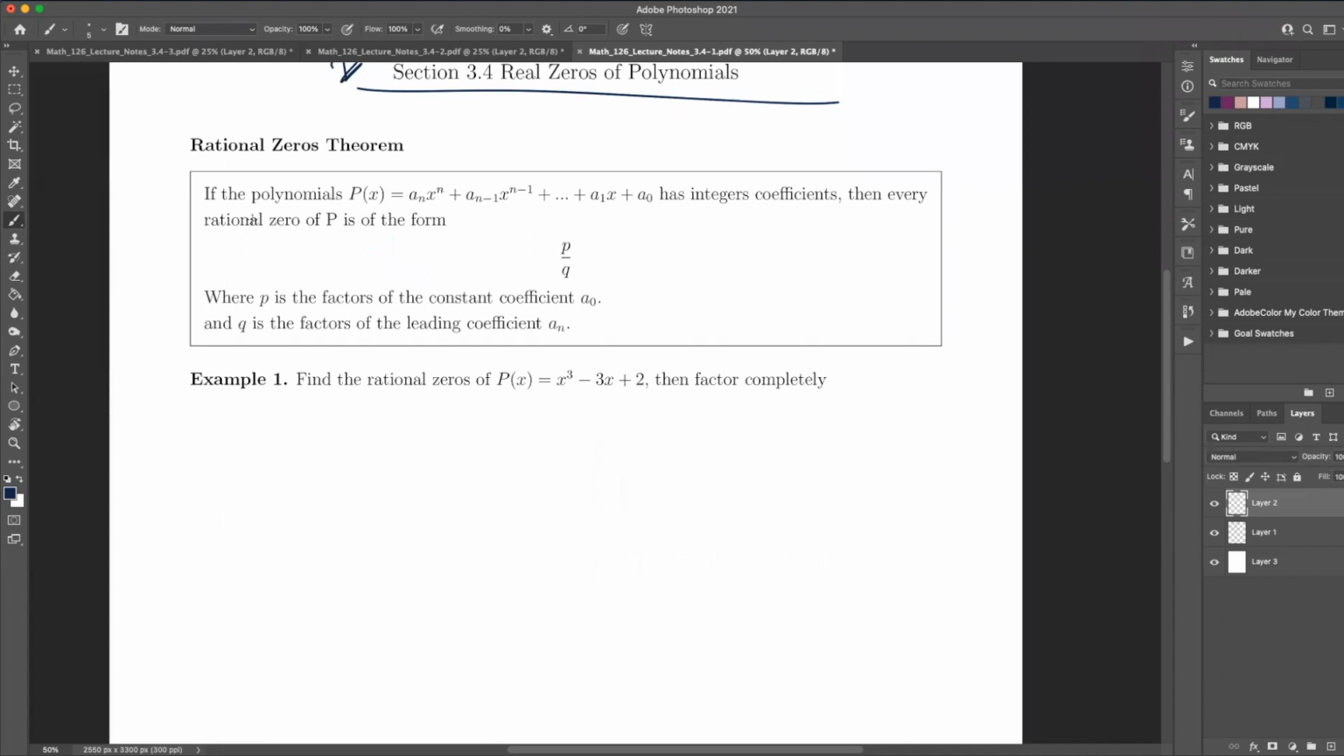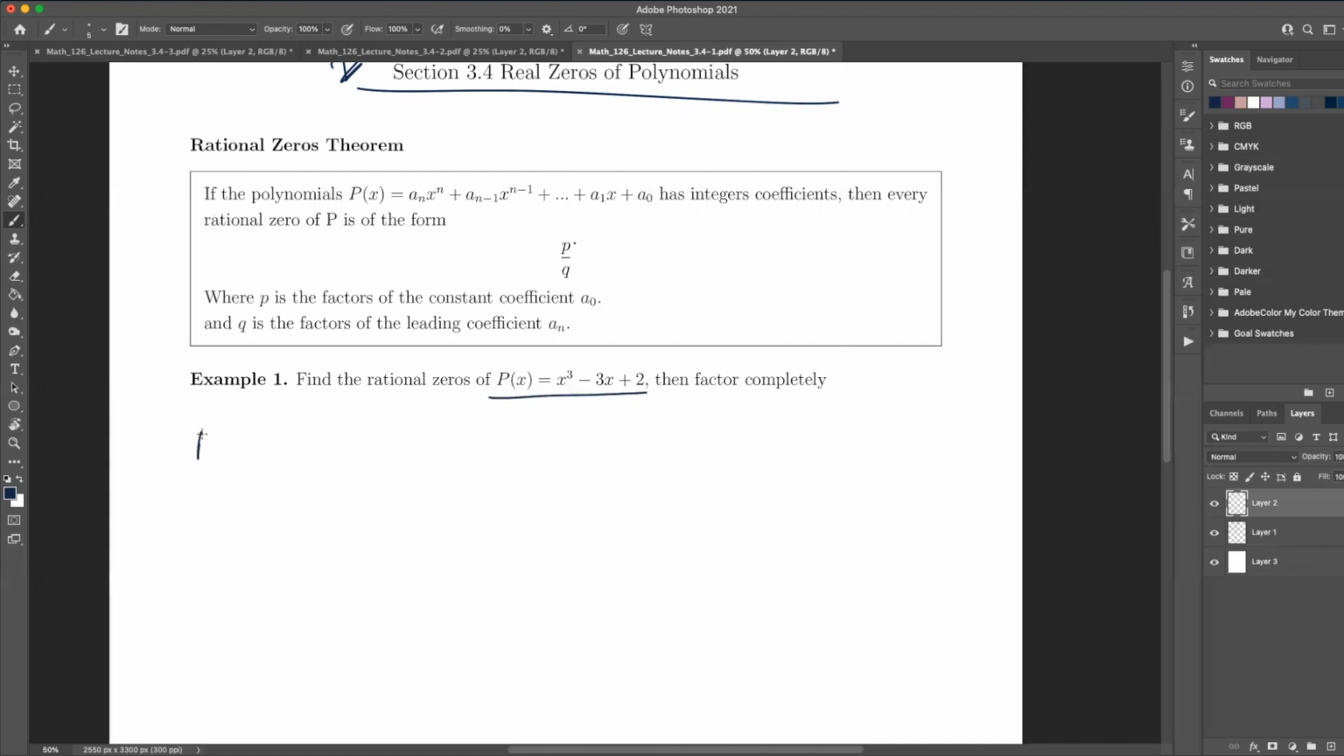Anyway, the rational zero theorem says if we're given some polynomial that has integer coefficients, then every rational zero of this polynomial is of the form p over q, where p is the factors of a naught and q is the factors of a n. The best way to do this is just to crunch through it. So let's look at this.